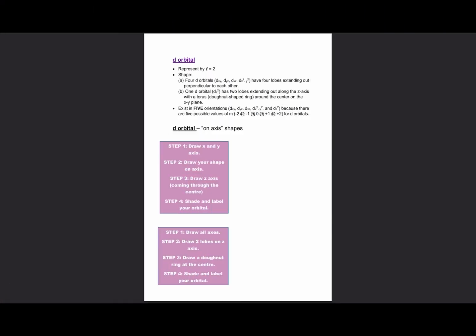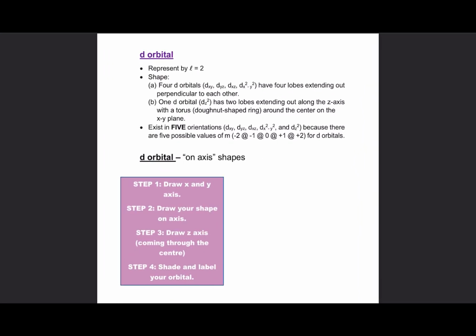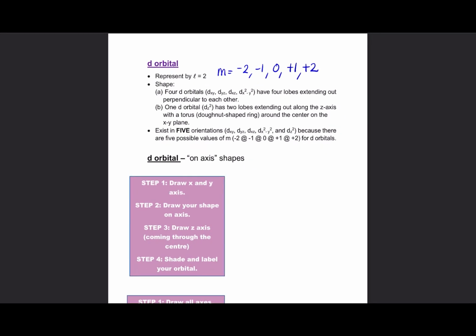So for d orbital, it's quite complicated, a bit more than usual, where d orbital is represented by L equals to 2. So when L equals to 2, your m value is going to be -2, -1, 0, +1, and +2. And from here, you can see there are 5 values. It means that 5 orientations. So from here, you can say there will be 5 shapes of d orbitals.